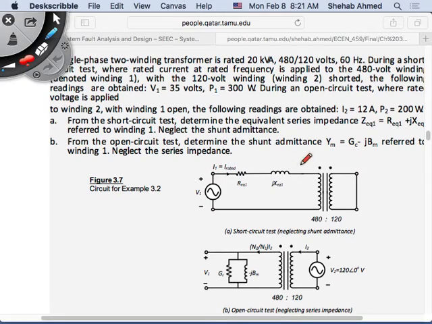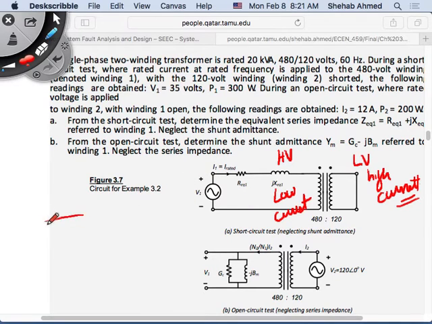This primary side is high voltage, low current, right? And then the secondary side is low voltage, high current, right? So to conduct the short circuit test, I can do it either in primary or secondary. I want to create a short circuit. If I put the short circuit on the primary side, and I put my source on the secondary side. If I do that, what happens?